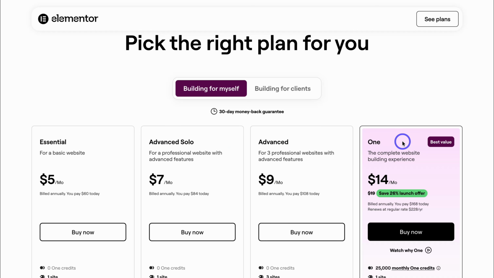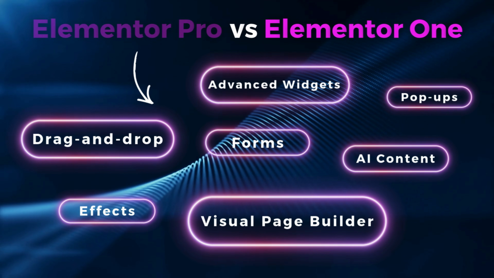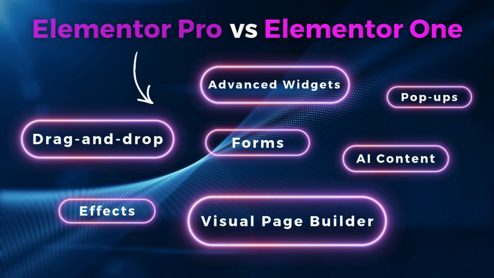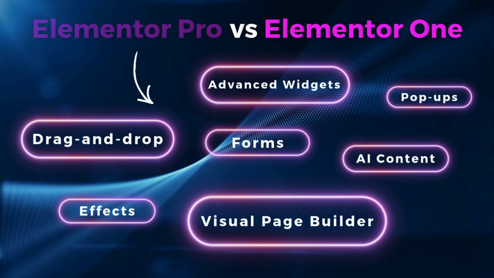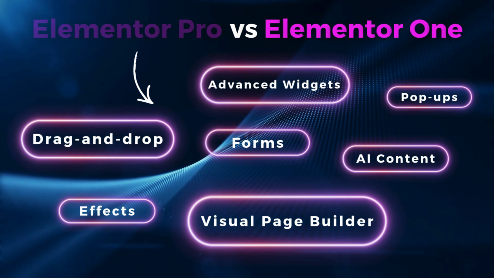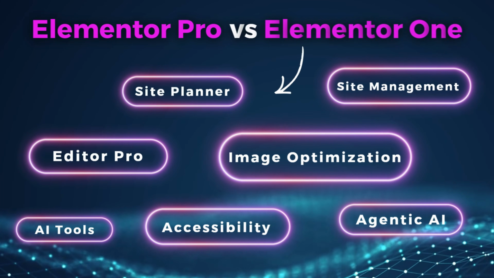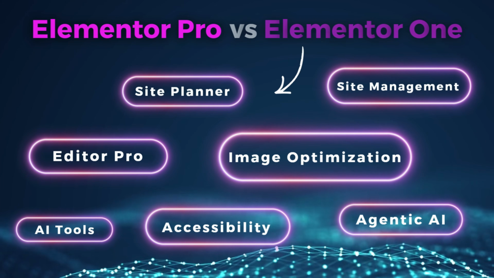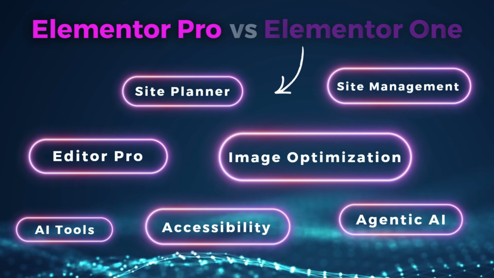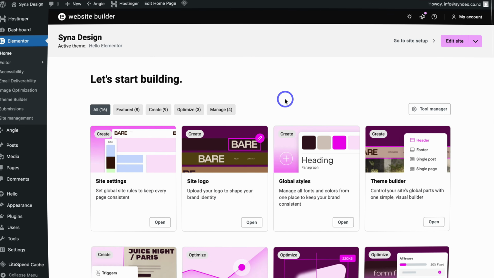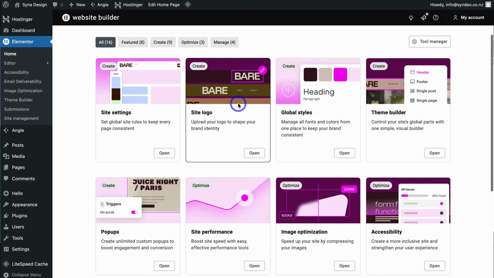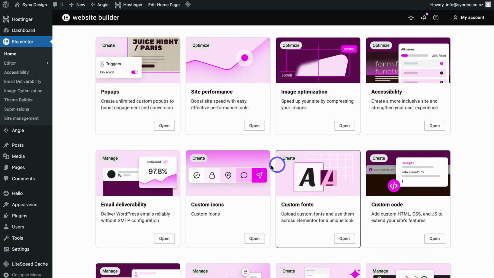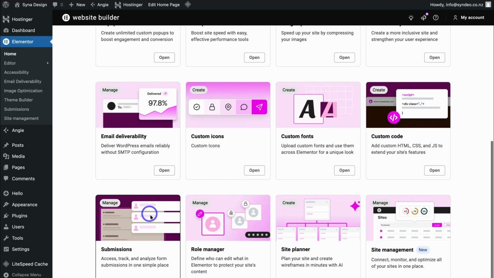Now let's quickly break down the difference between Elementor One and Elementor Pro. Basically, Elementor Pro is a premium drag and drop page builder for WordPress, giving you full control over the design and functionality of your website. On the other hand, we have Elementor One, which offers a unified experience that contains Elementor Pro and their other powerful plugins and tools. This includes their image optimizer, accessibility tool, Agentic AI, and more. Basically, the idea with Elementor One is you get access to many of Elementor's powerful tools under one plan. This means you do not need to pay for separate subscriptions for different Elementor tools.